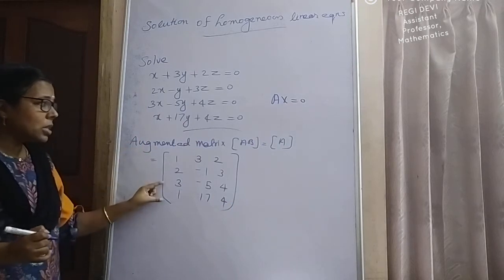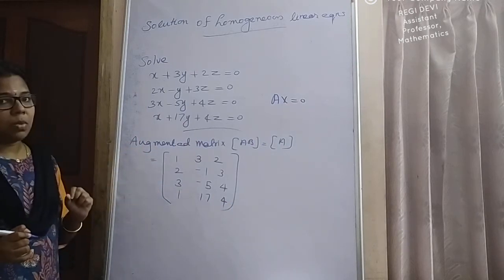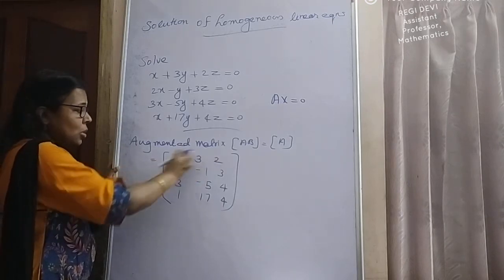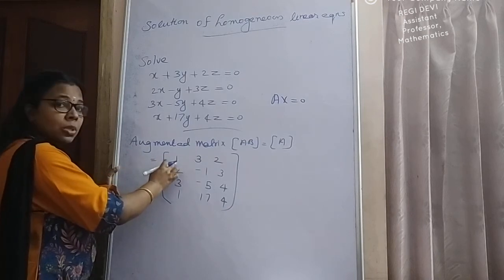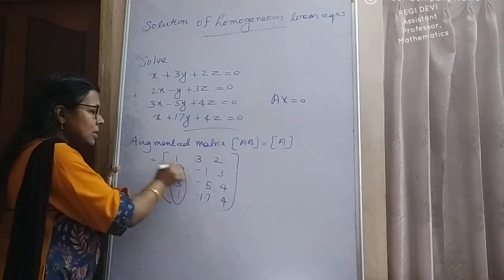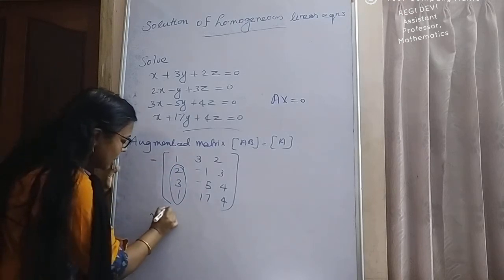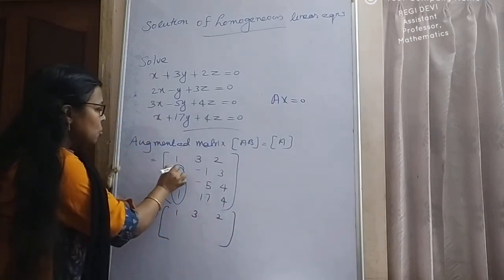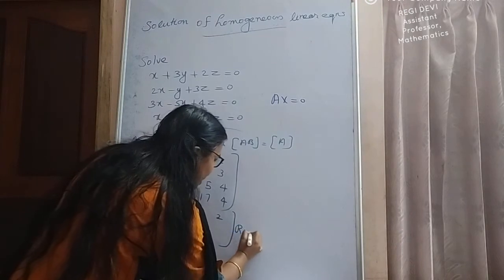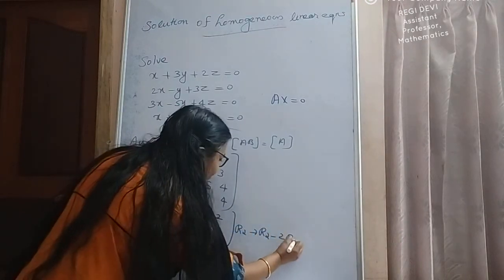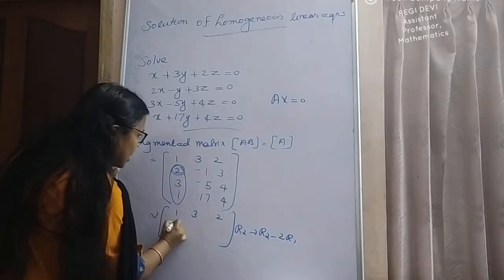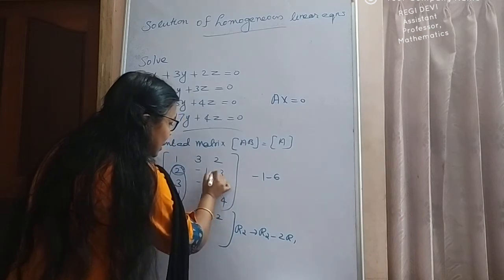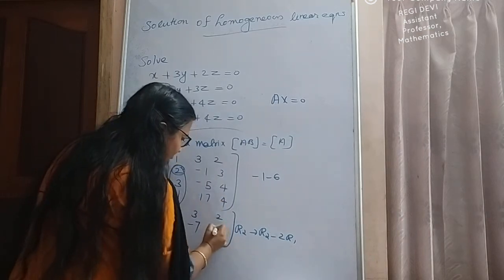Now we are going to reduce this matrix A into row reduced echelon form or the upper triangular form. Here, the leading element in the first row is 1. We have to change the elements below it to 0. The first row is a fixed row: 1, 3, 2. Now we have to reduce this 2 into 0. That is, R2 becomes R2 minus 2R1, that is 0, minus 1, minus 6, which is minus 7. Then 3 minus 4, minus 1.